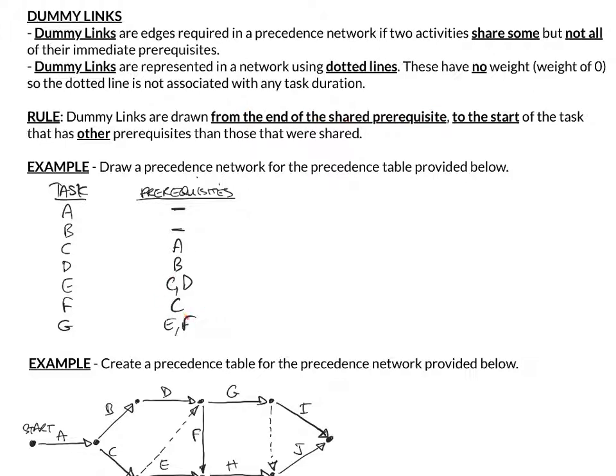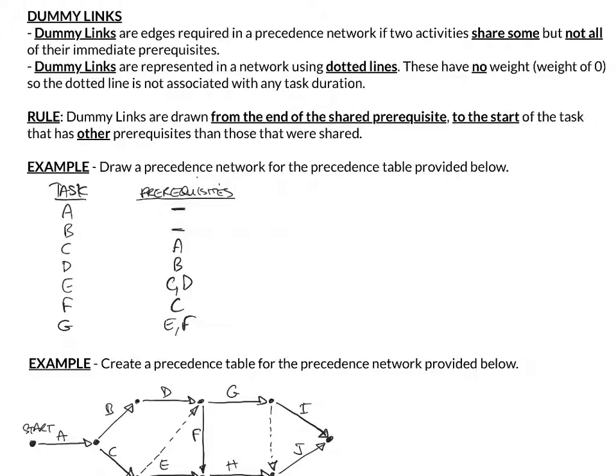So in this case, the shared prerequisite is C. You would draw a dummy link from the end of C to the start of the task that has other prerequisites. So in this case, the task with other prerequisites is E, not F. F's only got the prerequisite of C, the shared one. E has the other prerequisite of D. So you're going to be drawing the dummy link from the end of C, the shared prerequisite, to the start of E, not to the start of F. You're going to have a line, not a dummy link, leading to F instead.